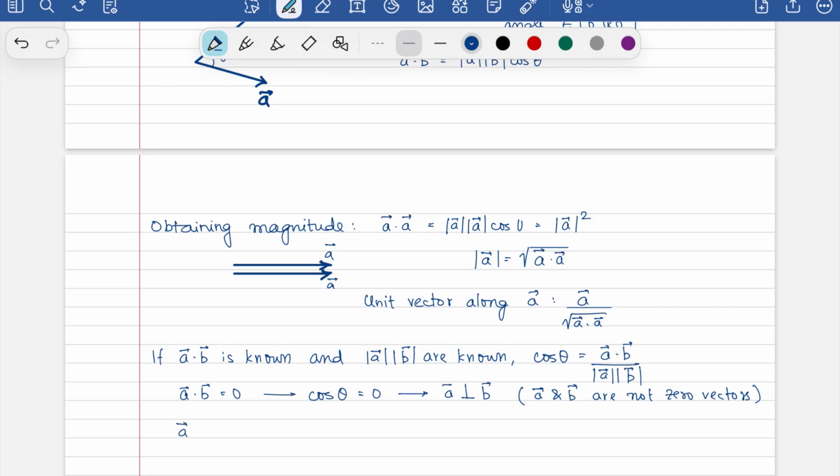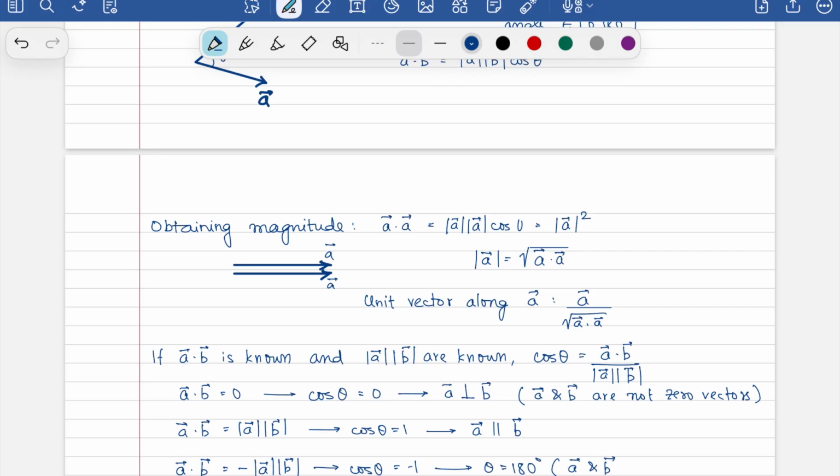If instead A vector dot B vector is equal to the magnitude of A times the magnitude of B, then what can you say? Cos theta is equal to 1, which means A vector is parallel to B vector. And if instead A vector dot B vector is minus the product of the magnitudes, then cos theta is equal to minus 1, which means the angle between A vector and B vector is 180 degrees, which means that they're called anti-parallel.